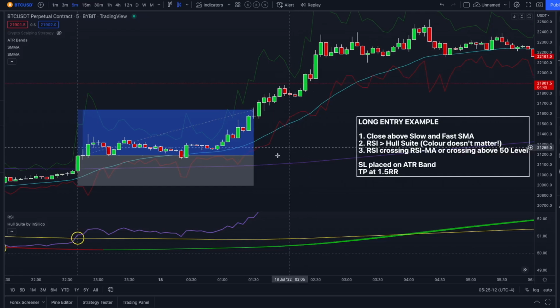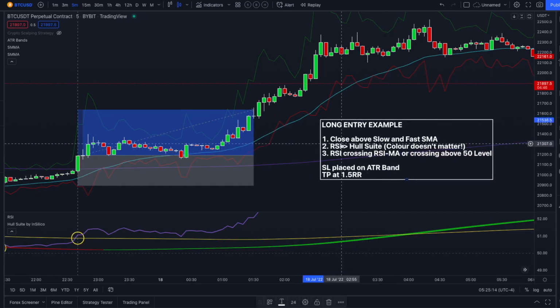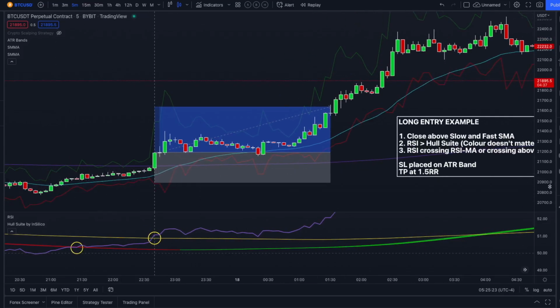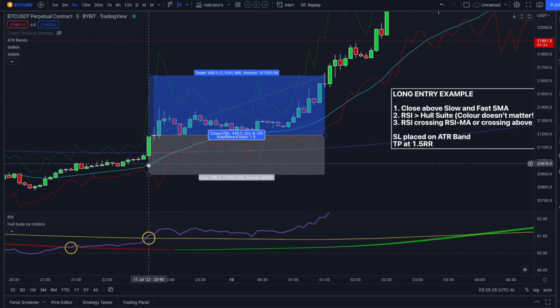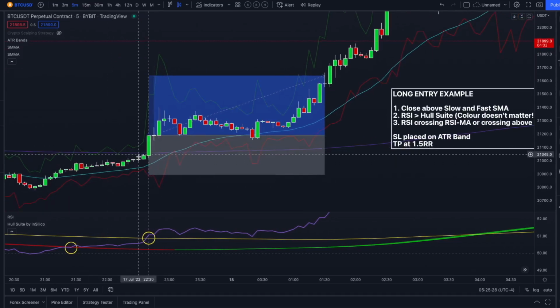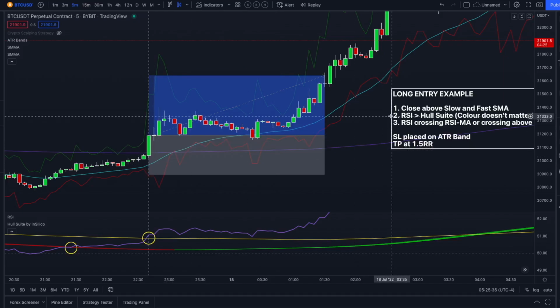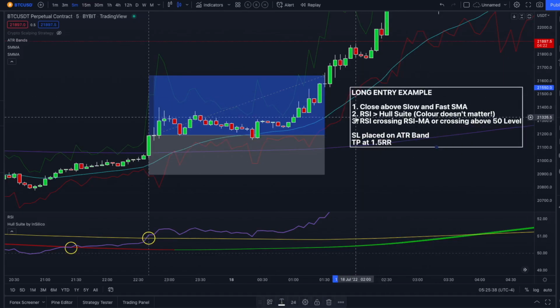So here I've prepared the first long entry example, and to make sure, I wrote everything out here so you guys can read it while I'm explaining it. So first of all, we want to see a bullish price close above this purple slow moving average and above this fast 14 moving average here colored in blue. So we already saw that. That's our first condition. Then we move on to our second condition, which would be the RSI has to be larger than the house yield indicator. The color doesn't matter here.